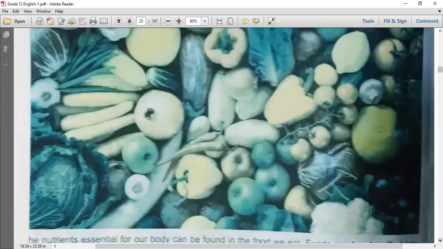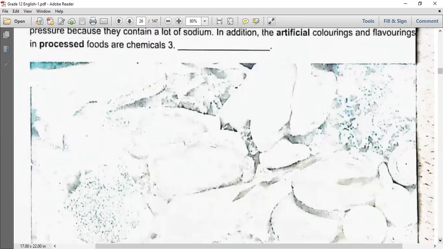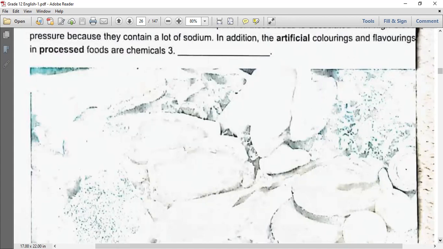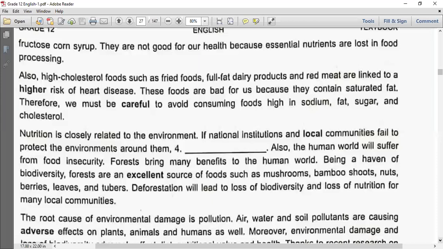In addition, the artificial coloring and flavoring in processed foods are chemicals. Refined foods are highly processed foods that have been stripped of their original nutrients, contents, and fiber. Examples of these foods include white flour, white rice, table sugar, and high fructose corn syrup. They are not good for our health because the essential nutrients are lost in food processing.